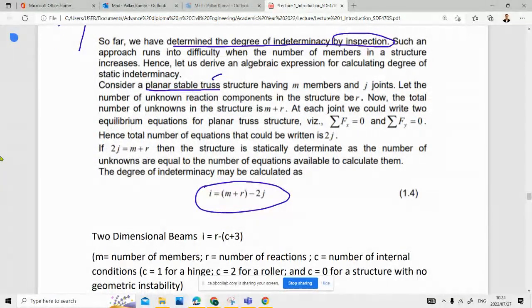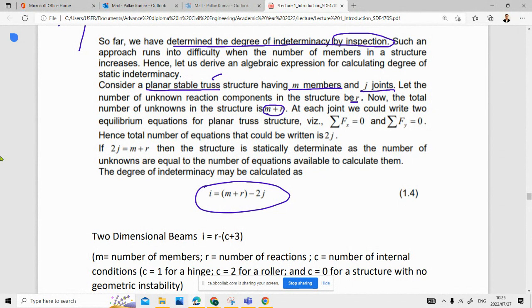So considering a planar stable truss, let it have m members in the structure. With those m members, there should be j joints wherever they are joining. Let the unknown reaction components of the structure be r. So whatever the unknown reaction components, we will denote them with r. Now the total number of unknowns is m plus r, like the member forces and the unknown reactions, right?